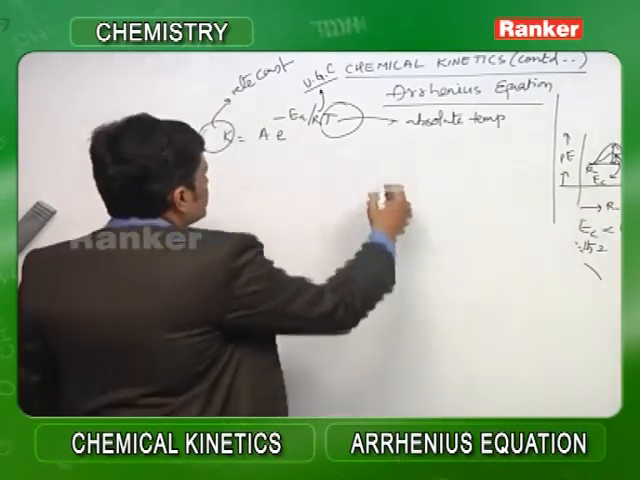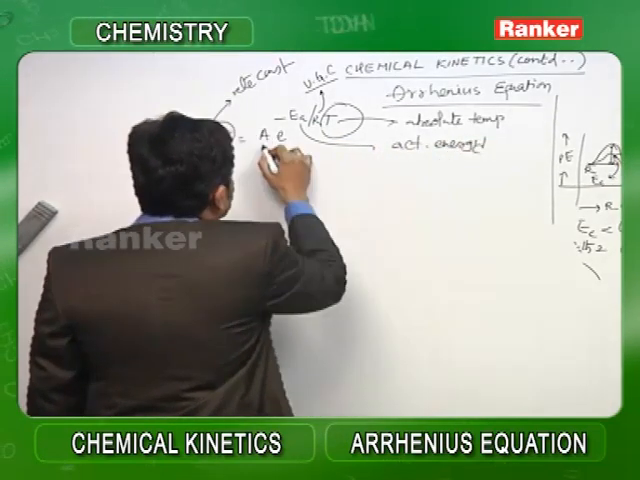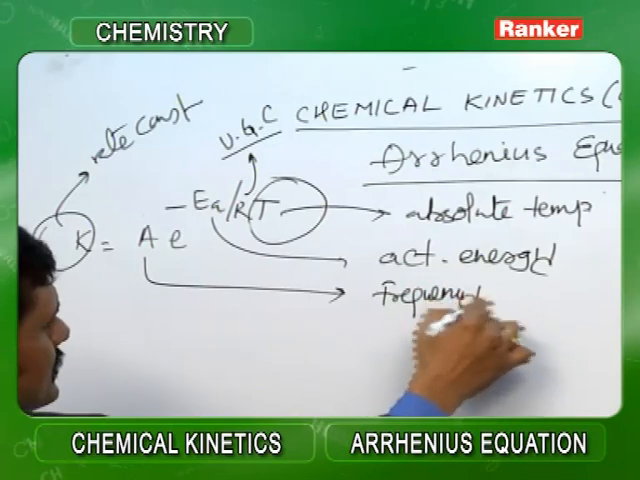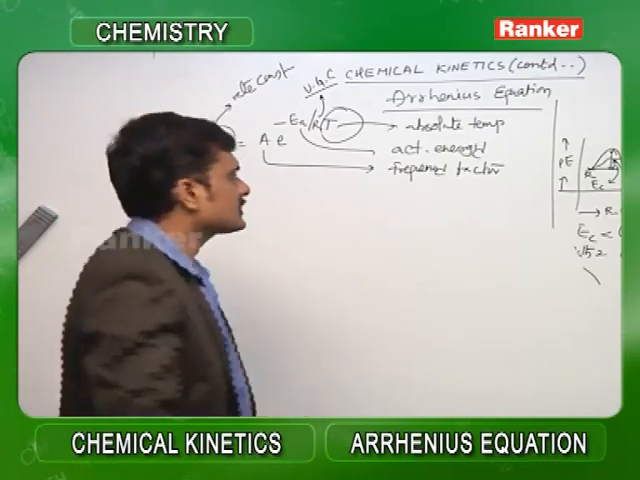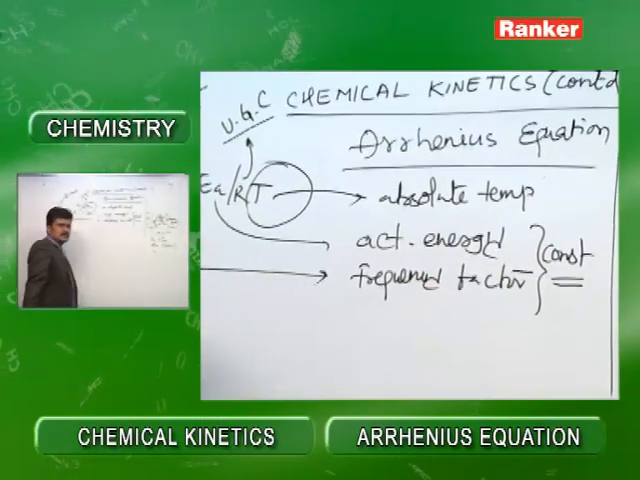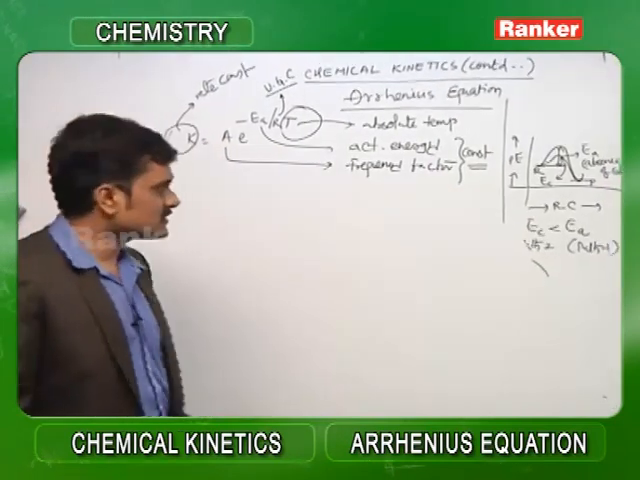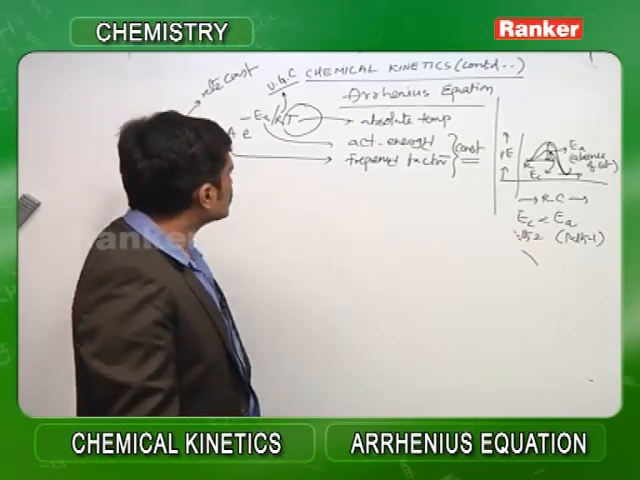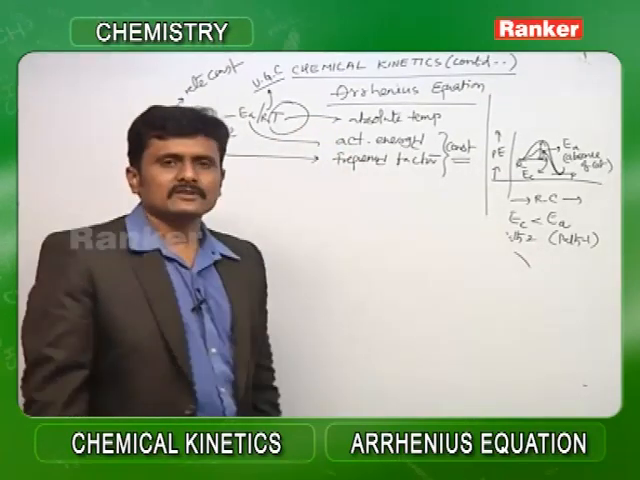So here this EA is nothing but the activation energy, and this A is nothing but the frequency factor. We know everything in this equation except this frequency factor, and before that let me tell you that these two are going to remain constant throughout. At smaller temperature ranges, we say that these two are constant. At a higher temperature range, this EA value might even change, but we are not concerned about that. We are concerned only about the smaller temperature ranges, where we take these two values to be constant.